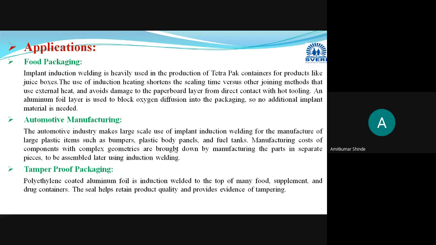If complex components are manufactured without a joining process, it will take more cost. So what we are doing here is that the complex components are made in pieces, and they are assembled or joined together with the help of this induction welding. These components are different kinds of bumpers, plastic body panels, and fuel tanks. Small parts are manufactured and joined together to make these with the help of implant induction welding.